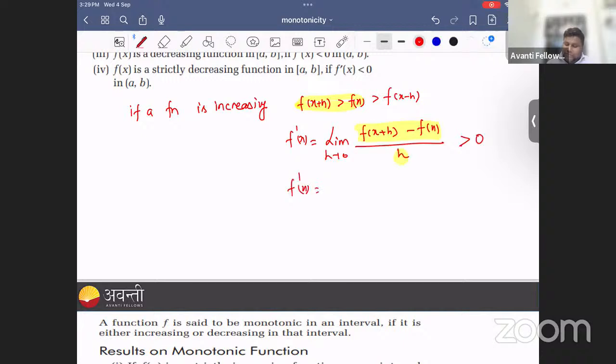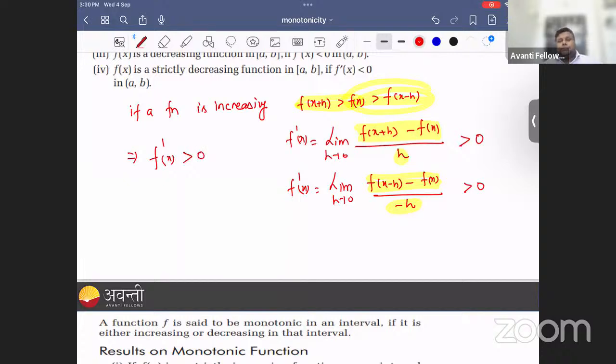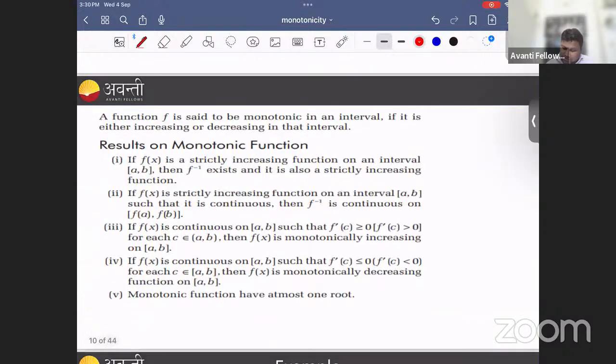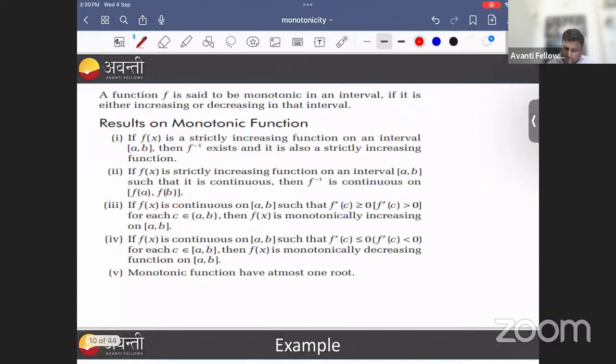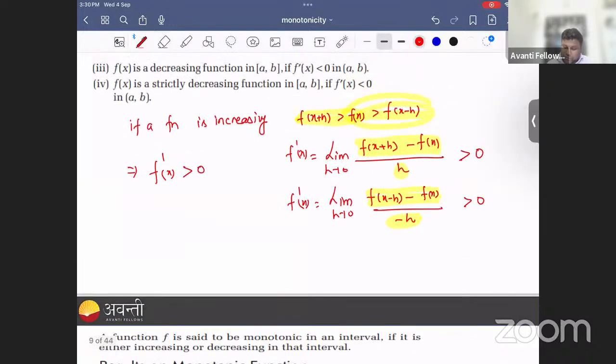Similarly, if I check for the left hand derivative, limit h approaches 0, it is f(x minus h) minus f(x) upon minus h. Now, from this point of view, the numerator is going to be negative, the denominator is also negative. So this ratio is still positive. So if f(x) is an increasing function, its derivative is always going to be more than 0. If a function is always increasing, its derivative is going to be more than 0. Got it?